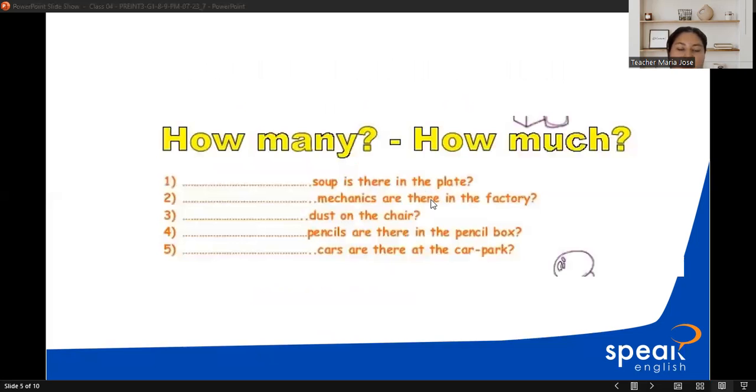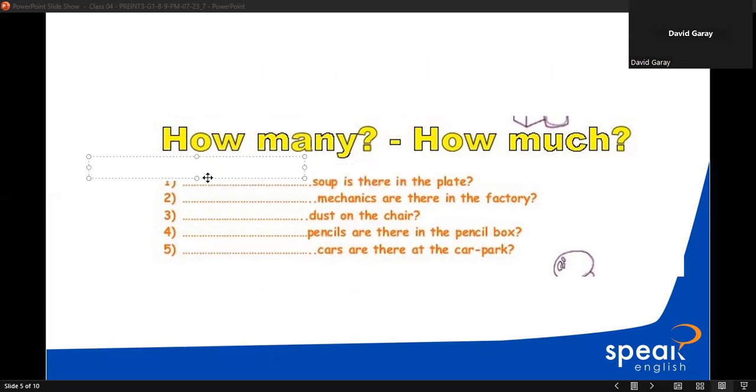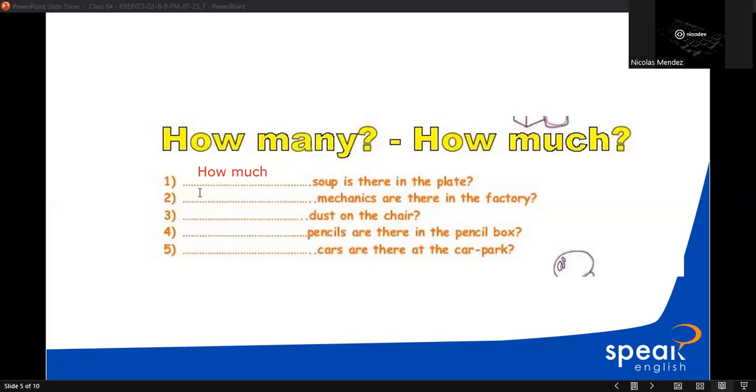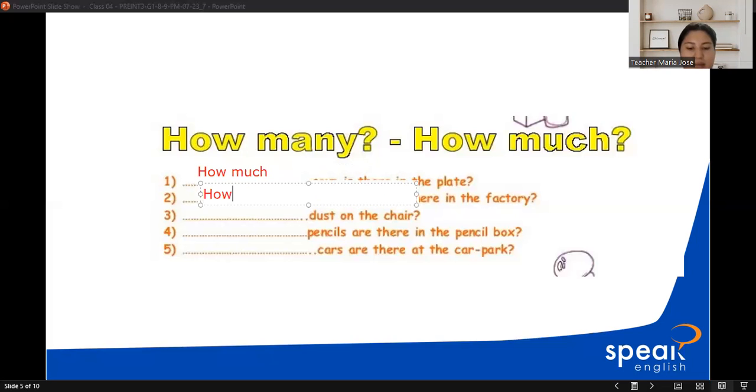Now, in this part, what we have to do is identify if we need to use how many or how much, okay? For example, number 1. How can I complete number 1, David? How much or how many? How much? Okay. What about number 2, Nicolas? How many mechanics are there in the factory? Excellent.